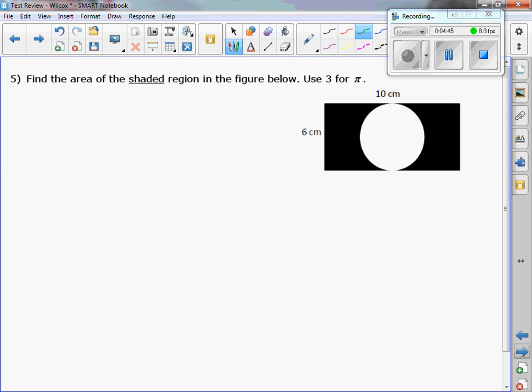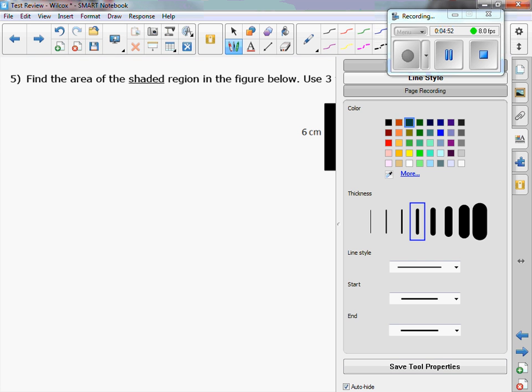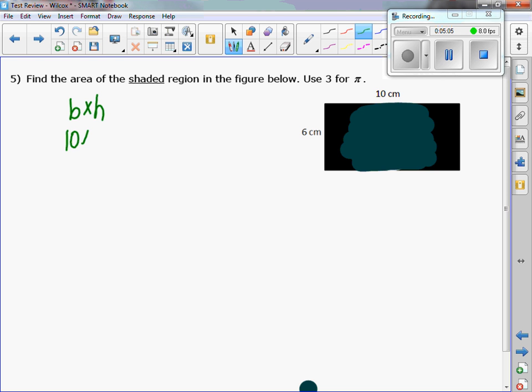Number 5, find the area of the shaded region below. Even though we know it's not all shaded, let's pretend for just a second that our whole rectangle is shaded. If that was the case, my area for a rectangle is base times height. So my area would be 10 times 6, which is 60.